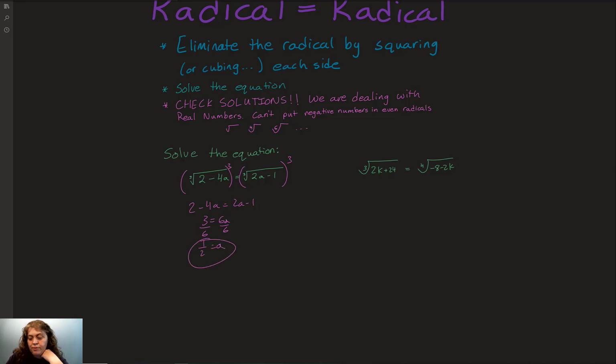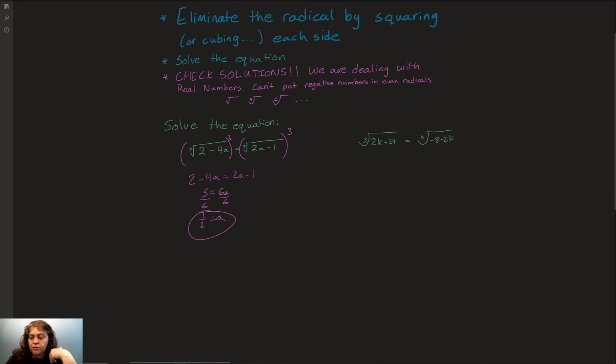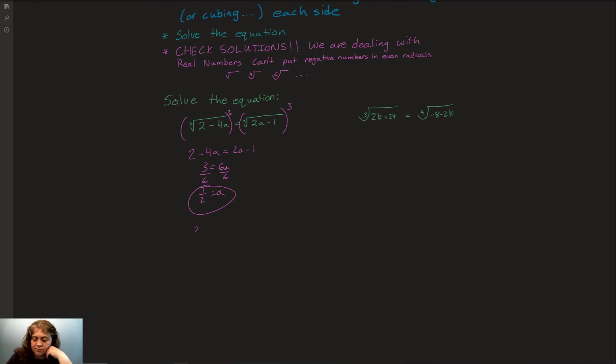Well, this is a cube root, so chucking it back in, even if we end up with a negative, it's perfectly fine. So we're good to go. Well, 2 minus 4 times 1/2 is 2 minus 2, which is 0. 1/2 minus 1, 2 times 1/2 minus 1 is 1 minus 1, which is 0. Okay, yes, it checks out.